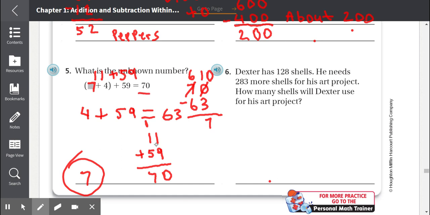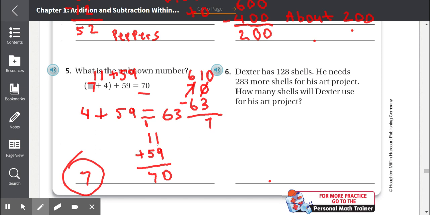Now, when I added 11 plus 59, I put the smaller number on top. When we're adding, we can have the smaller number on top or the bigger number at the top. The order doesn't matter when we're adding. But if we were subtracting, the bigger number always goes at the top when we are subtracting.